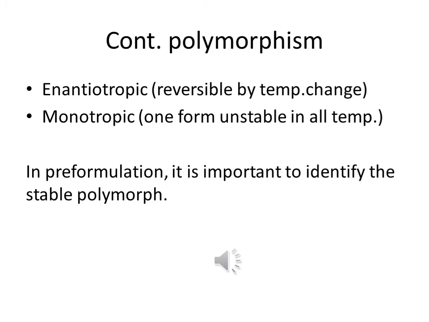We continue with the polymorphism. Polymorphism can be classified as one of two types. Enantiotropic, that means one polymorph can be reversibly changed into another by varying temperature or pressure, as sulfur. And the other type, monotropic. This polymorphic form is unstable at all temperature and pressure, as glyceryl stearate.